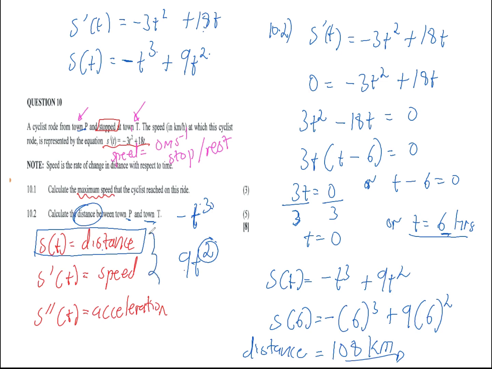But then you have to actually get it from all of this, understanding that your S(T) is the distance, your S'(T) is the speed, and then your second derivative in terms of T is your acceleration. Pretty interesting question there.